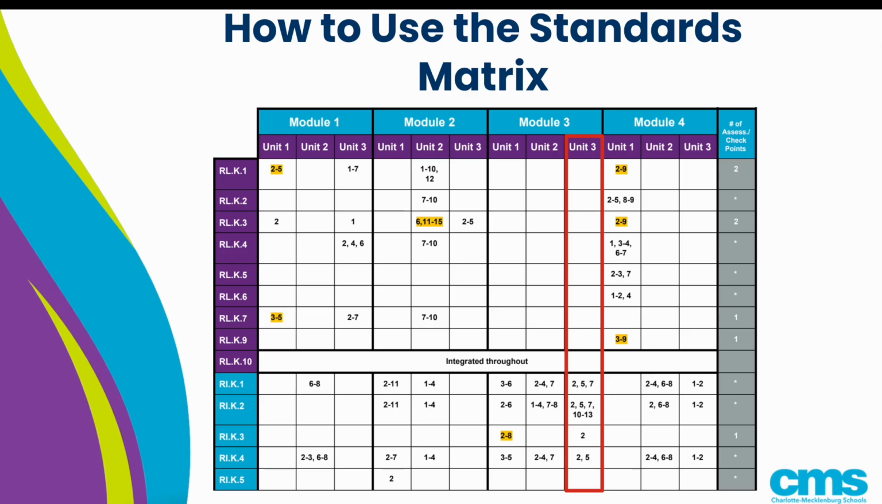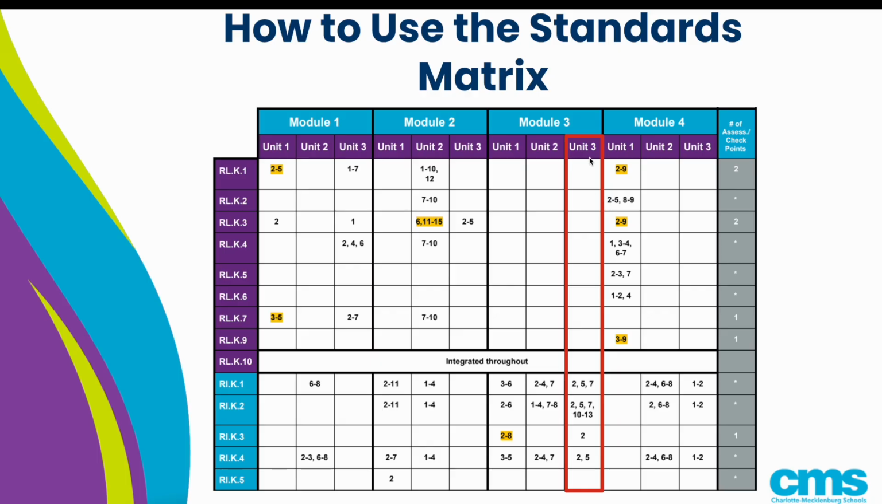So the standards matrix, you can see your modules listed at the top, module 1, 2, 3, and 4, and then your units underneath of it. So we are currently in module 3, unit 3. Your standards are listed here down the left side. So I'm noticing that our RL standards are not going to be the heavy focus. We're going to be getting into informational text, and that's going to be our standard support. So for example, how I read this is RI.K.1 is going to be specifically called out and supported in lessons 2, 5, and 7. RI.K.2 is called out in even more lessons: 2, 5, 7, and lessons 10 through 13. So that is how you use this document to support you.